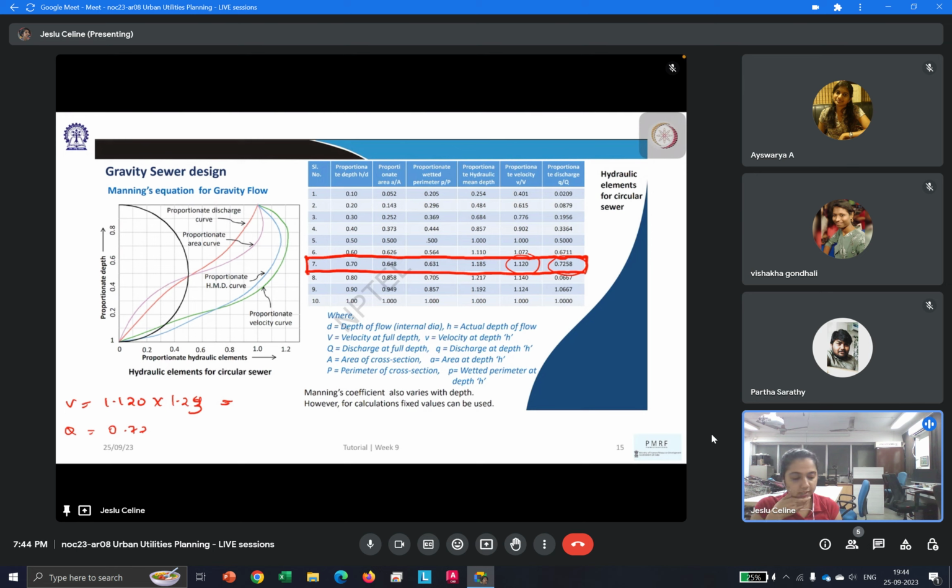Yes, you can put the answer in the chat box. You can speak it out also if you've got it. Velocity is 1.257. Okay, very good. And discharge is 0.159. Okay, it's approximately correct, but I am getting it as 0.156. So it's just a minor difference, so it is okay.